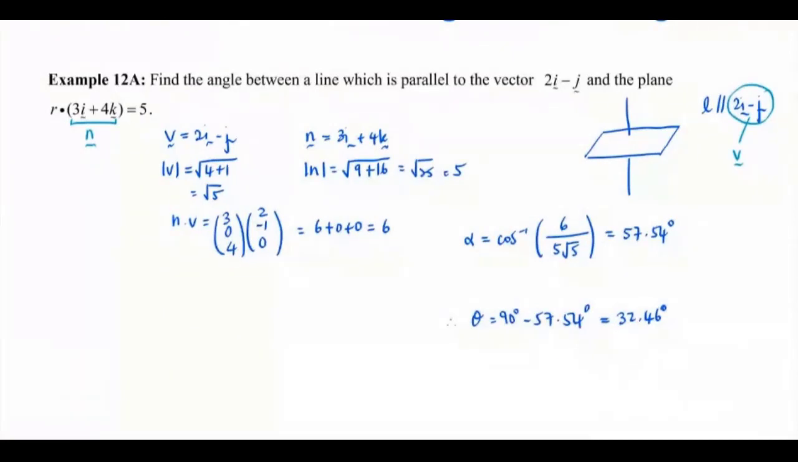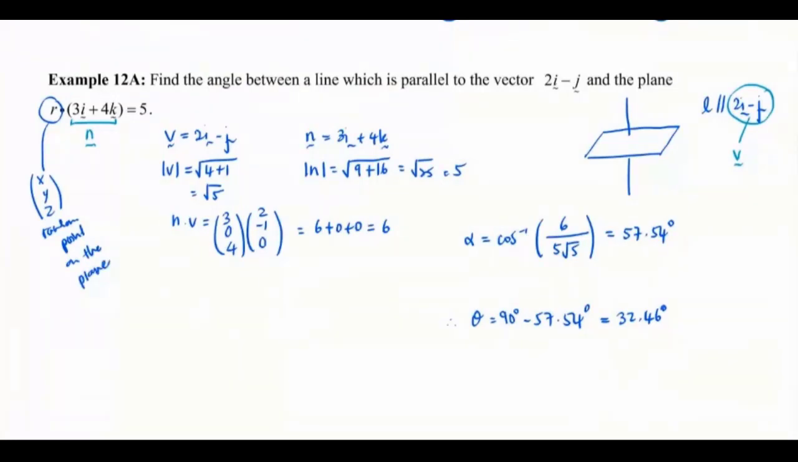Miss, R itu ialah apa? R ni, this one is a random point which is X, Y, Z. Random point on the plane. Okay, Miss, random point on the plane.